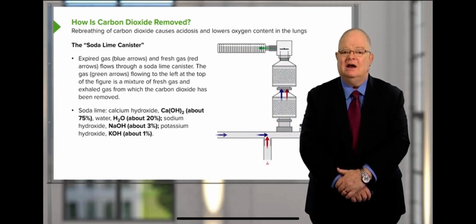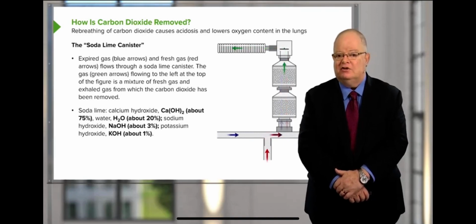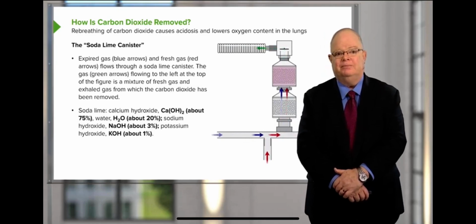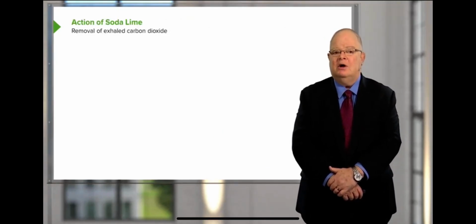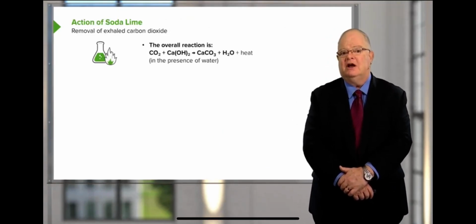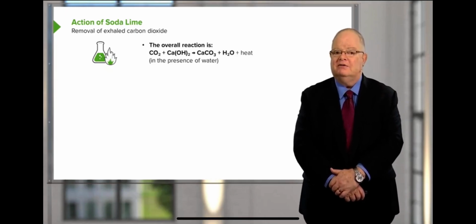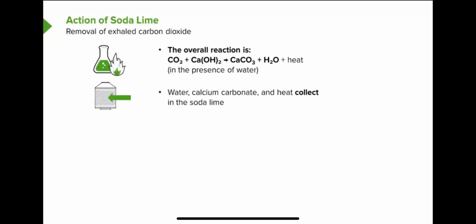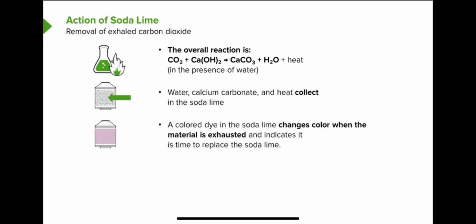It has a color dye in it that changes color and warns the anesthesiologist that it's time to change the soda lime. The overall reaction, as I mentioned, is carbon dioxide plus calcium hydroxide leads to the formation of calcium carbonate, water, and heat. Water, calcium carbonate, and heat collect in the soda lime. The colored dye changes color when the material is exhausted and indicates it's time to replace the soda lime. The anesthesiologist hopefully notices it.